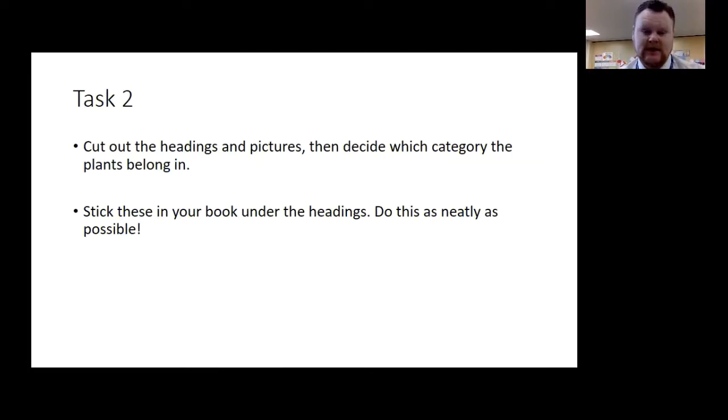Make sure that you do this as neatly as possible. Be very careful and treat it like you would a book in class. Nice and neat now. And show me your work on Seesaw. If you have any questions or queries, maybe send me a picture of the one you're struggling with, and then I can give you a clue as to what you need to do with it.